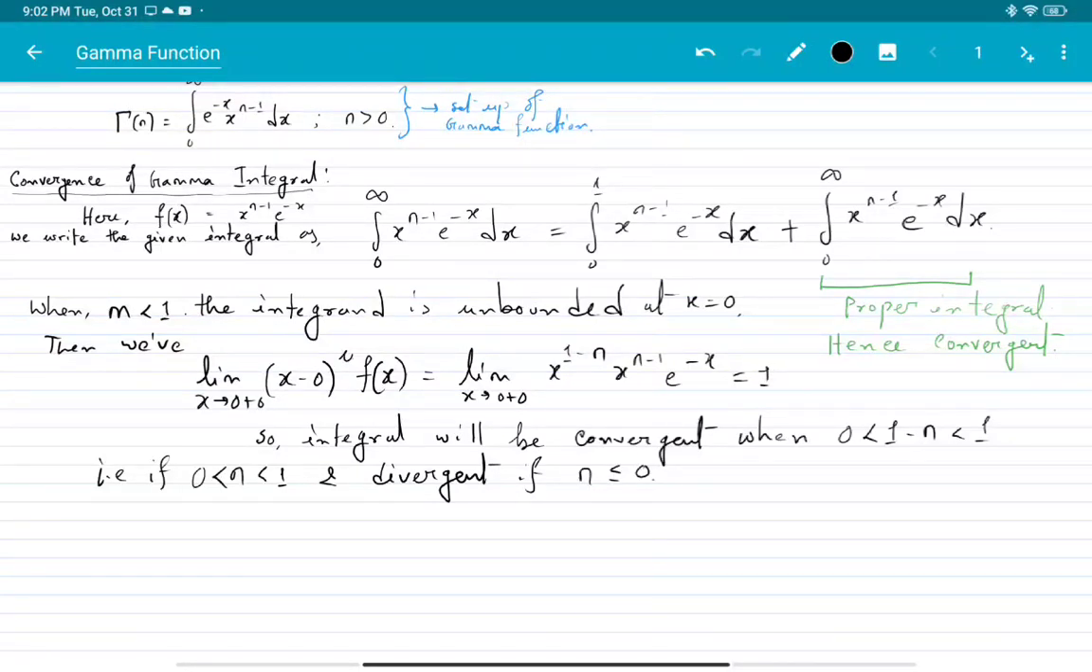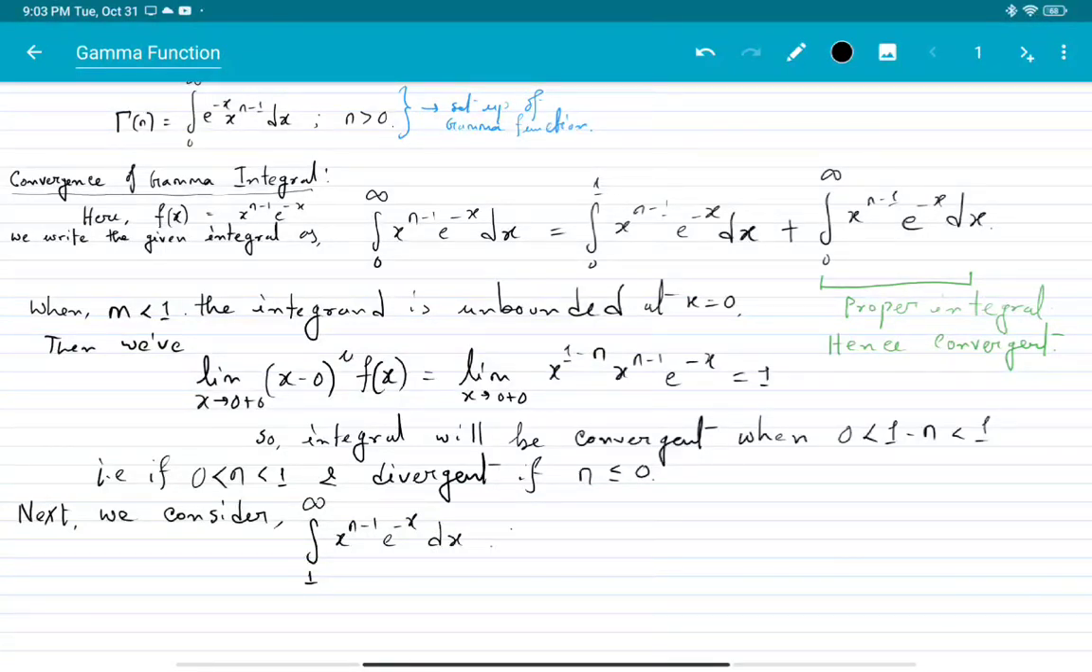So next we consider the integral from 1 to infinity of x to the power n minus 1 e to the power minus x dx.